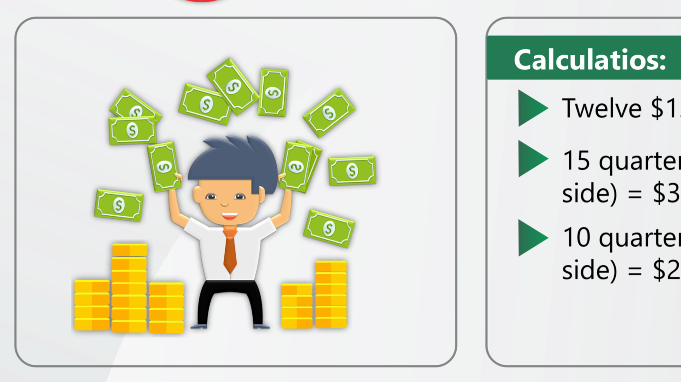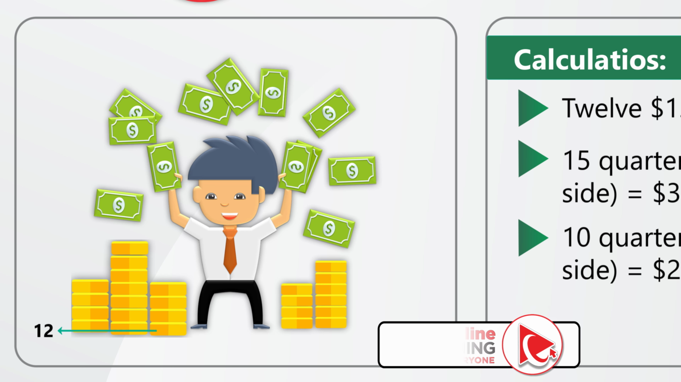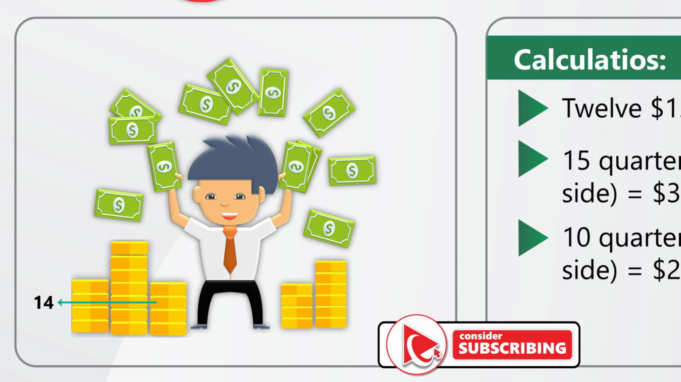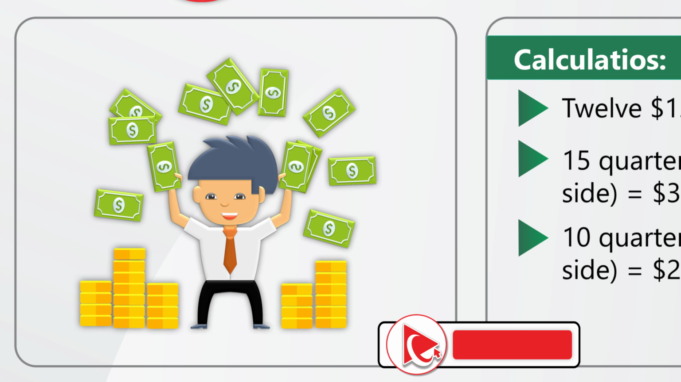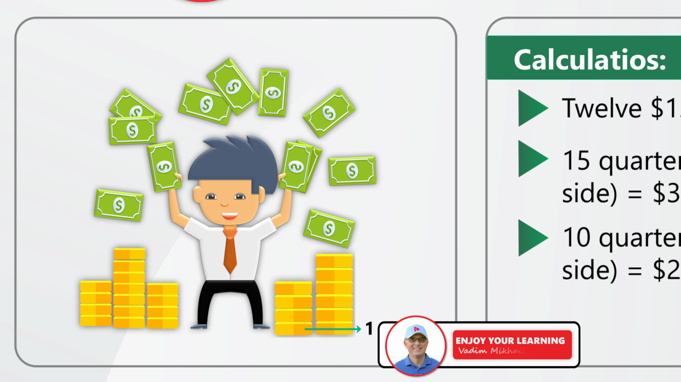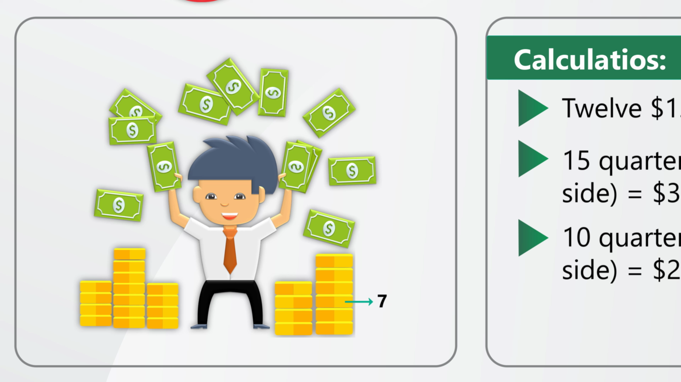Let's start with the left side, which has 15 quarters. 1, 2, 3, 4, 5, 6, 7, 8, 9, 10, 11, 12, 13, 14, and 15. And now let's do the same thing, but for the right side, which has 10 quarters. 1, 2, 3, 4, 5, 6, 7, 8, 9, and 10.